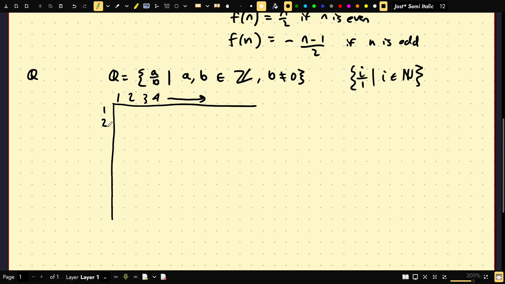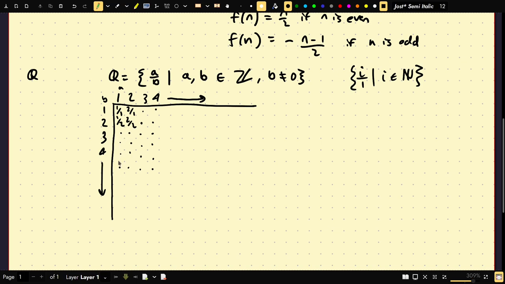And then we're going to say 1, 2, 3, 4, and so on. Then at each cell, let's call this A, and let's call this B. We're going to write A over B. So this is going to be 1 over 1, 2 over 2, 2 over 1, 1 over 2, and so on. Right? So this is an infinite two-dimensional grid of numbers.